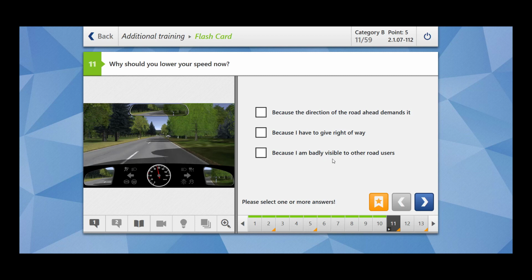Because I am barely visible to other road users? This is correct. Because of the trees and shadows, it is not possible for the vehicle to detect you in good time. Therefore, you have to lower your speed. Let's check our answer. Our answer is correct.